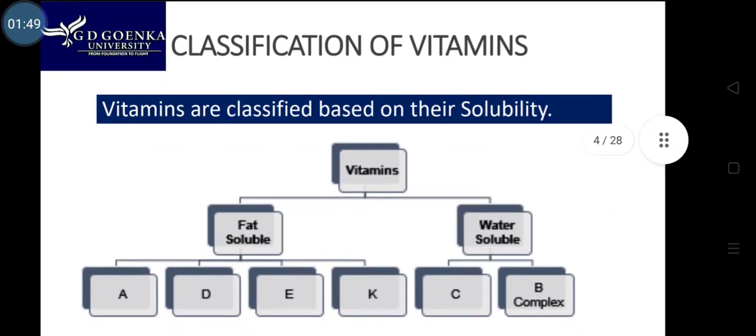So here this is a classification. Vitamins are basically classified on the basis of their solubility. There are two types of vitamins on the basis of solubility: fat soluble vitamins and water soluble vitamins. Fat soluble vitamins are of four types, it's A, D, E, and K. And the water soluble vitamins are of two types: vitamin C and vitamin B complex.